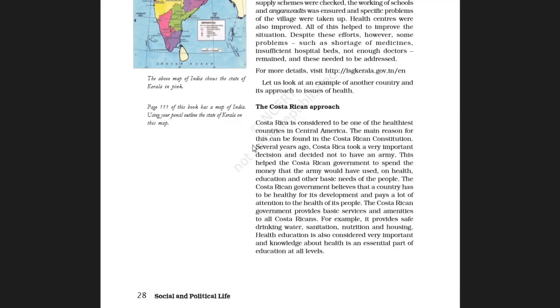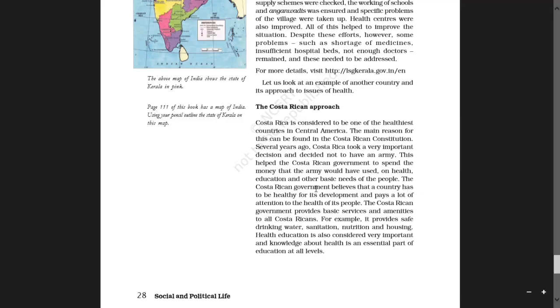Several years ago, Costa Rica took a very important decision and decided not to have an army. This helped the Costa Rican government to spend the money that the army would have used on health, education, and other basic needs of the people living there.